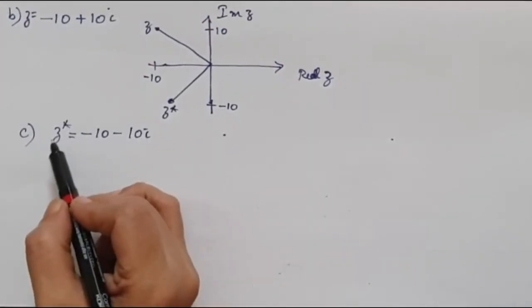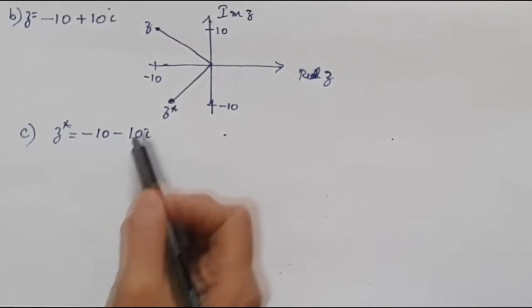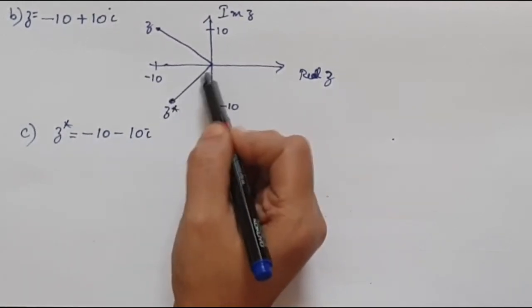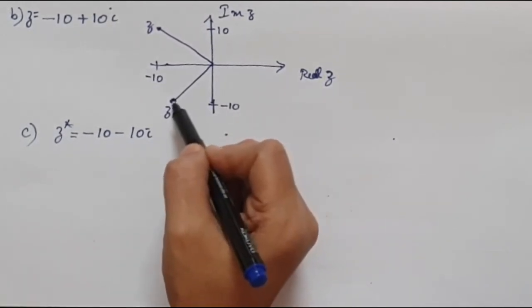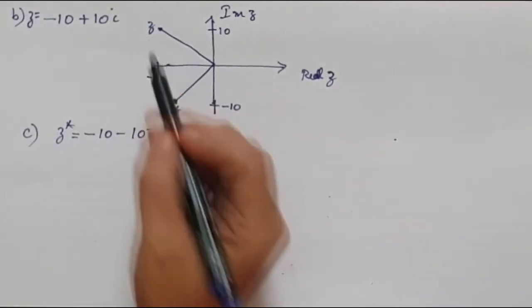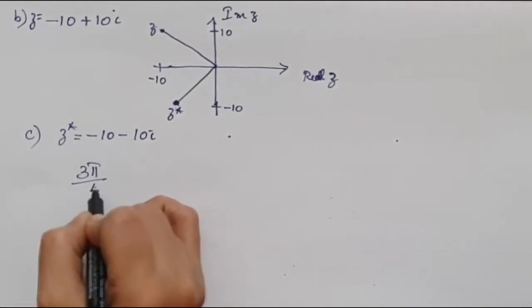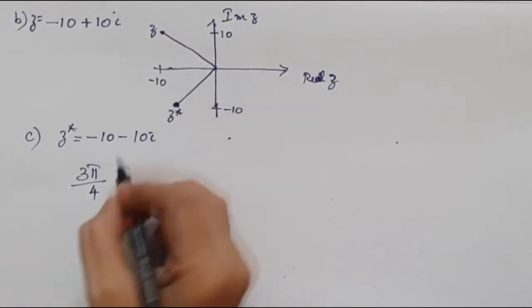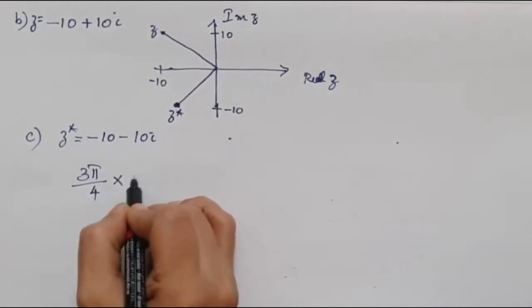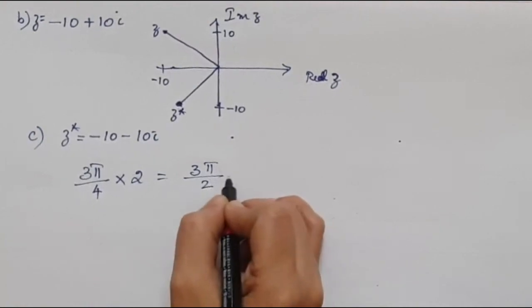Now for the C part, our complex conjugate z star will be equal to minus 10 minus 10i. So this is the angle for minus 10 minus 10i. So here it is our z star. In order to find, for z we know the angle is 3 pi over 4. So again this is the reflection of it, so it has to be with the same angle only. So multiplied by 2, it will be 3 pi over 2.